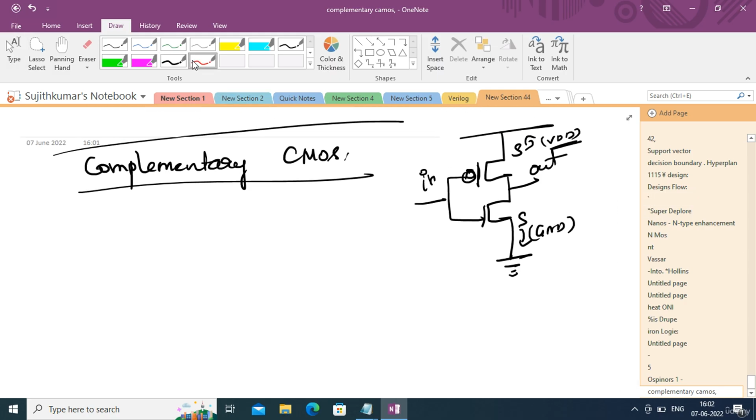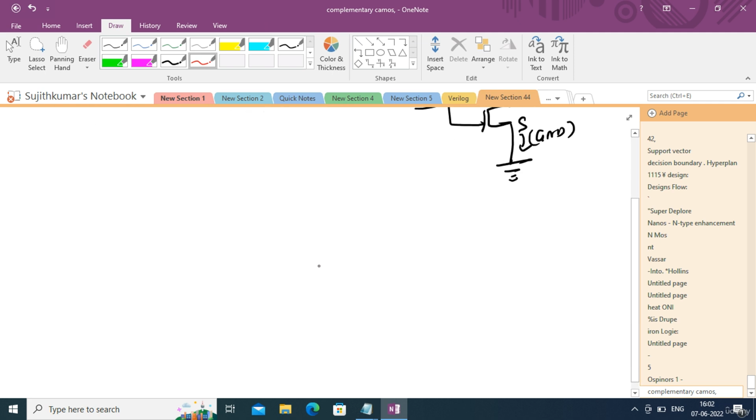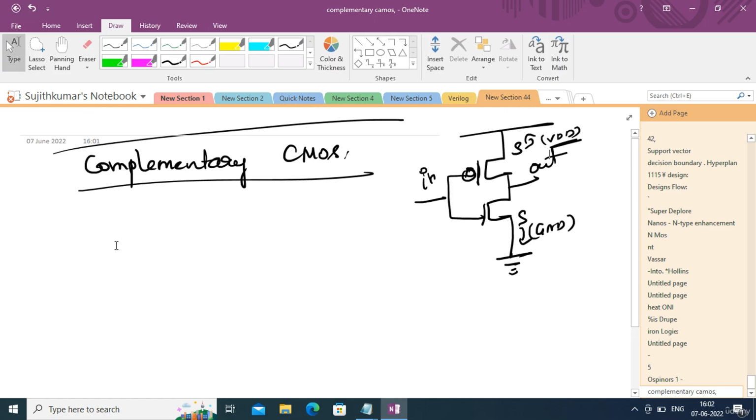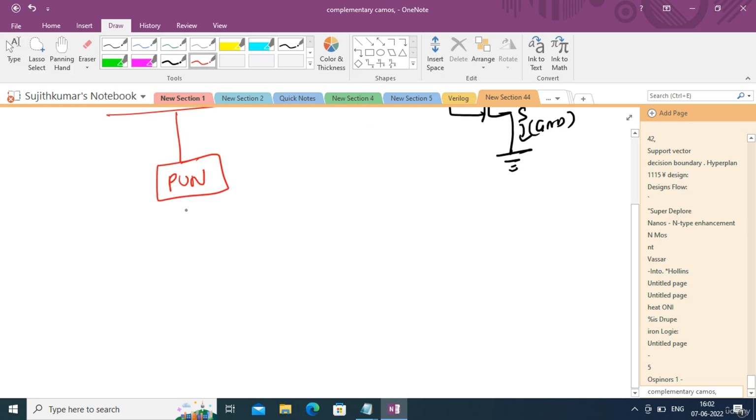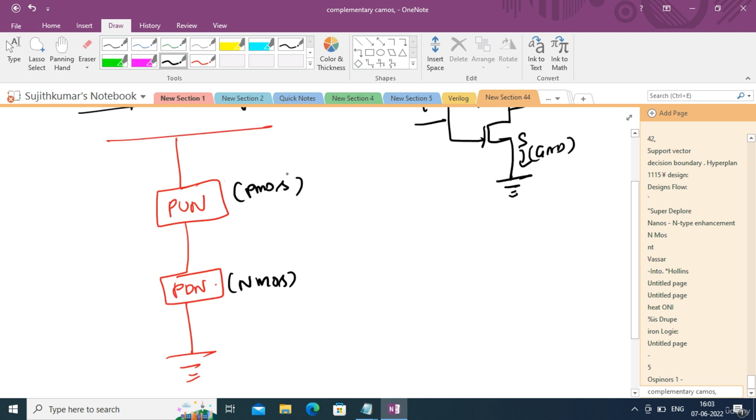Now I will tell you some tricks in order to convert any Boolean equation into a complementary CMOS circuit. The first thing we have to understand is, in the design of complementary CMOS, we always have two different networks. One is called the pull-up network, and the other is called the pull-down network. All the source terminals of the pull-down network must be connected to the ground. If that is the case, the pull-down network will always consist of NMOS transistors, and the pull-up network will consist of only PMOS transistors.